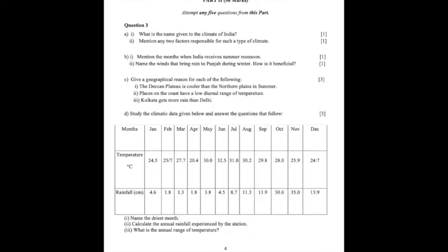Okay, then B. Study the climatic data and answer the following questions. Name the driest month. I wrote June because it has the highest temperature. I wrote March. Yeah, even I wrote March because it has the least rainfall. Dry is a rainfall thing, no? So yeah, that's rainfall. I don't think driest means hottest. I think driest means rainfall.